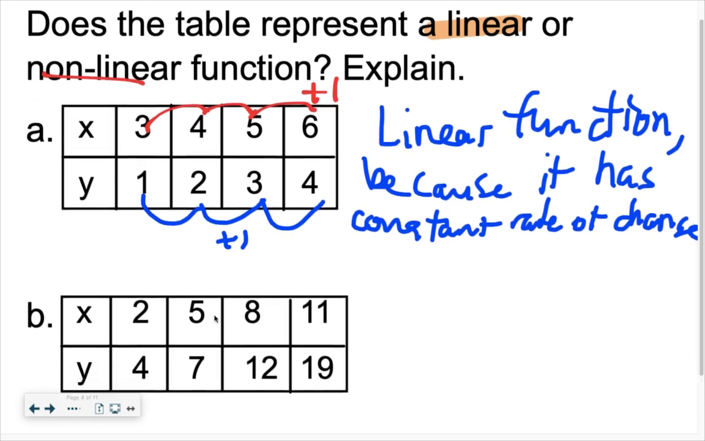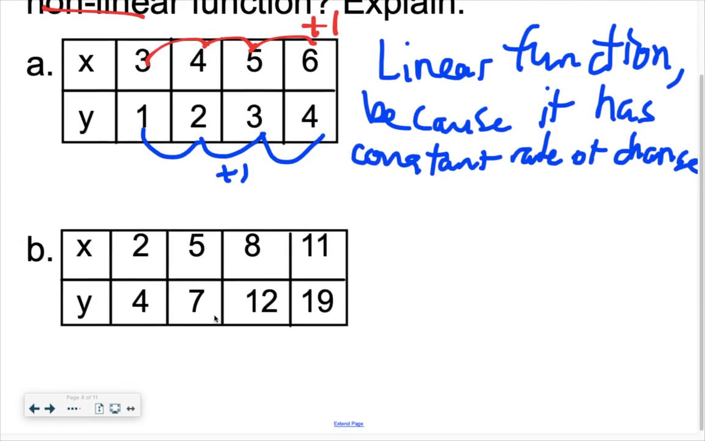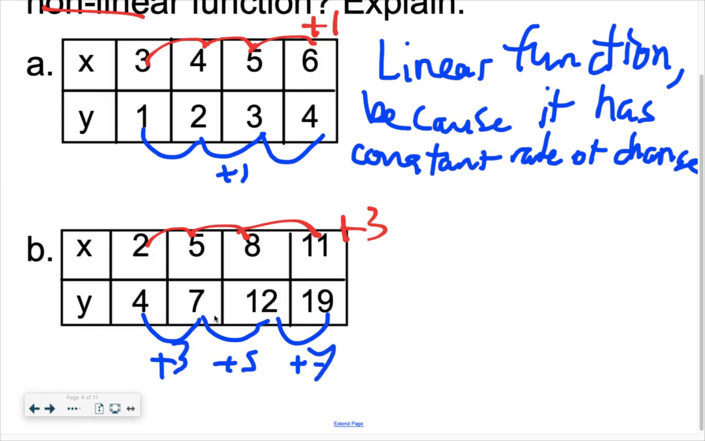So, down here, let's take a look. Does this represent a linear or non-linear function? Across the top, are the x's all changing the same amount? Yes, they're all changing by 3. Now, when I ask you about the bottom, it doesn't have to be that they're all changing by 3. It can be any number as long as the y's are all changing evenly. However, wait a second, that's plus 3, that's plus 5, that's plus 7. Those guys are not changing evenly.